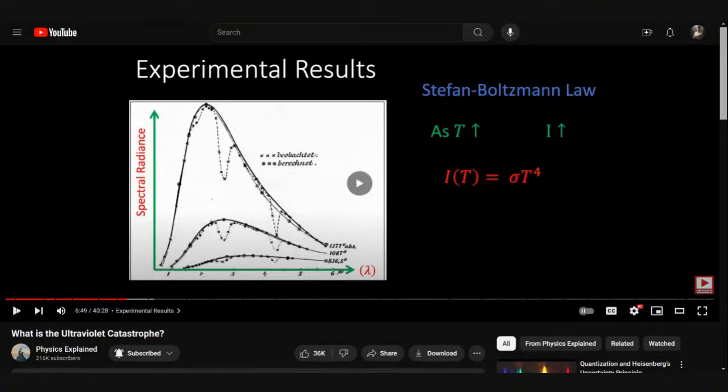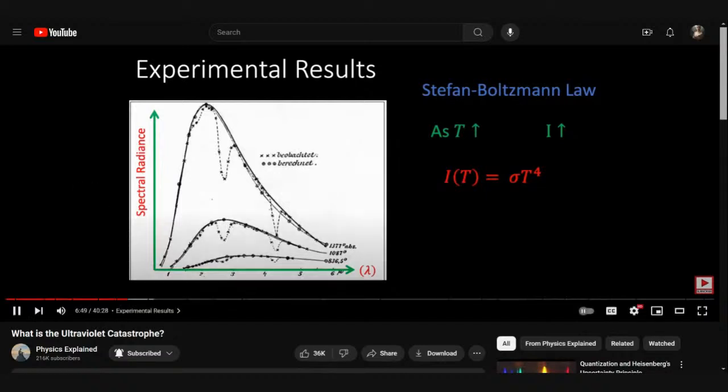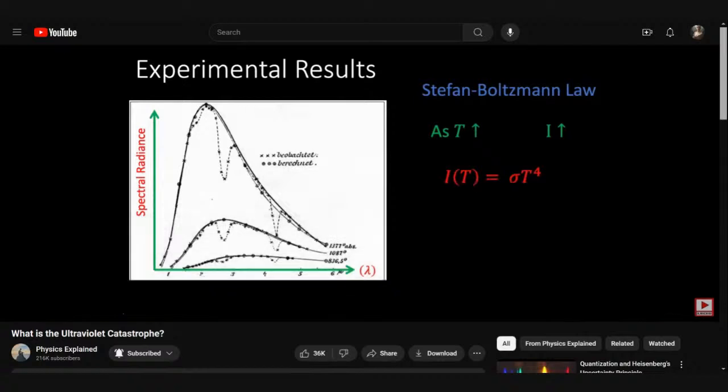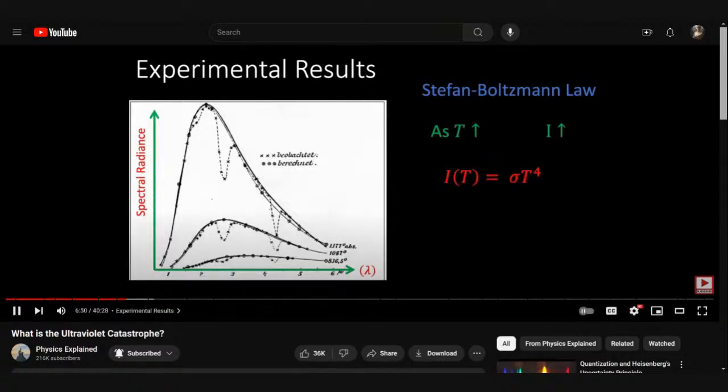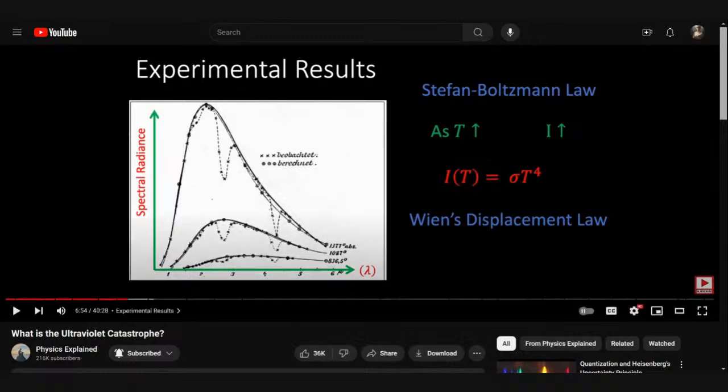I don't know. The second empirical law is the Wien displacement law, which relates the wavelength corresponding to peak spectral radiance to temperature, and says that the intensity is proportional to the fourth power of the temperature. So this is the fourth power of the temperature.